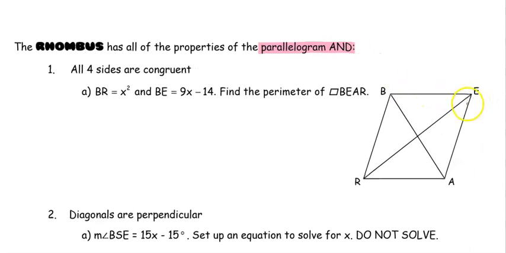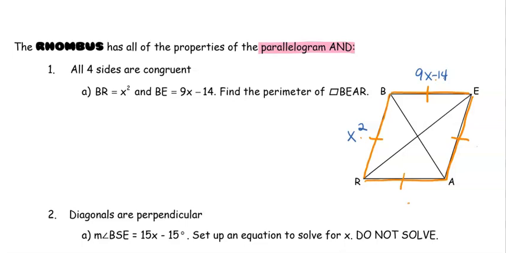So if we look here, the sides are on the outside. So this is side BE. Side BE is congruent to side EA, which is congruent to side AR and to BR. So in a parallelogram, only opposite sides were congruent, but in a rhombus, all 4 sides are congruent. So if we look at what we're given, we have that BR is x squared, BE is 9x minus 14. Find the perimeter of our rhombus BEAR.